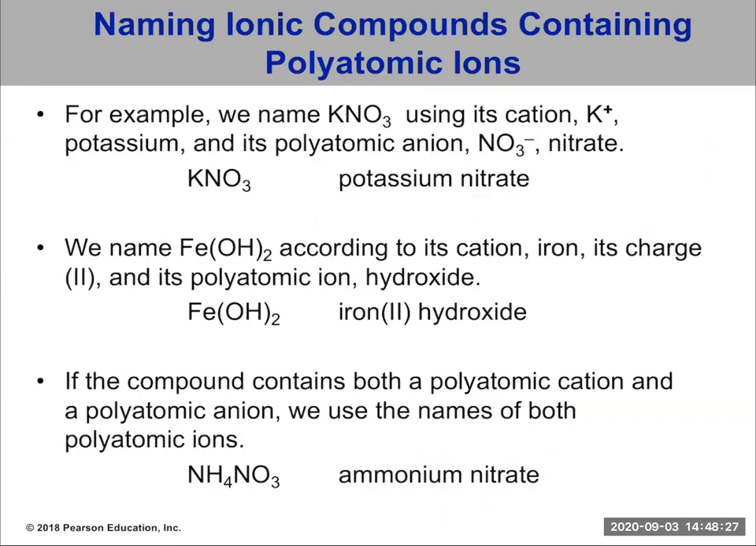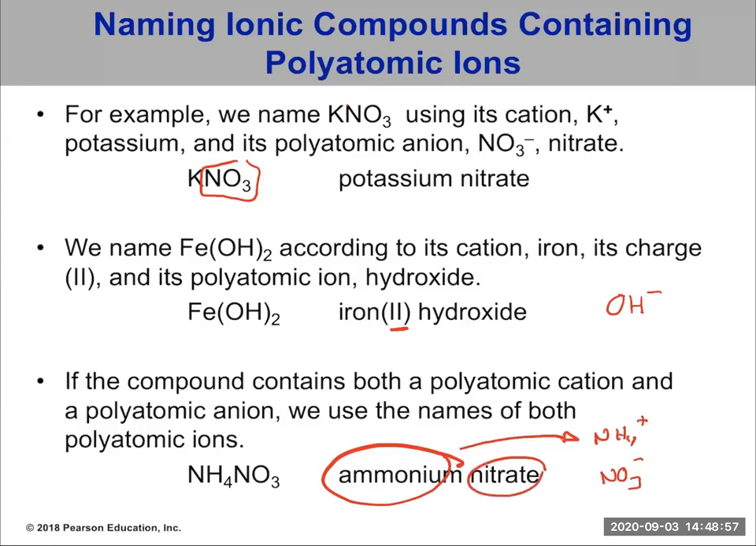Notice here we have potassium, and you want to recognize the polyatomic nitrate. For iron, because it's a transition metal, you want to make sure that you tell us the charge. And HO negative is hydroxide. When you have two polyatomic ions together, such as NH4 plus and NO3 minus, you just name both: ammonium refers to that, and nitrate refers to that.